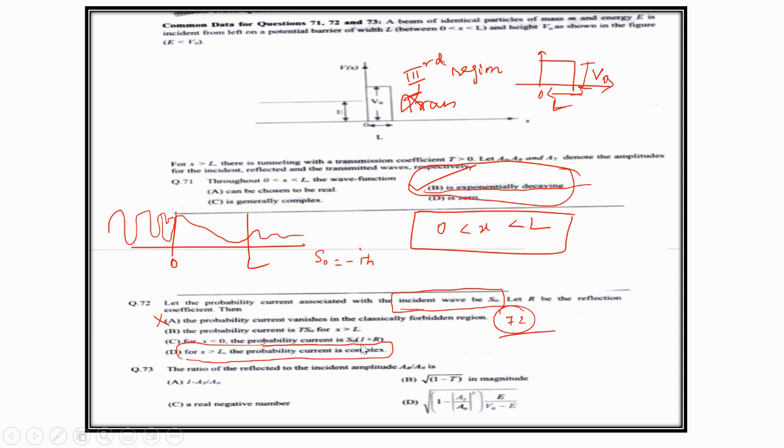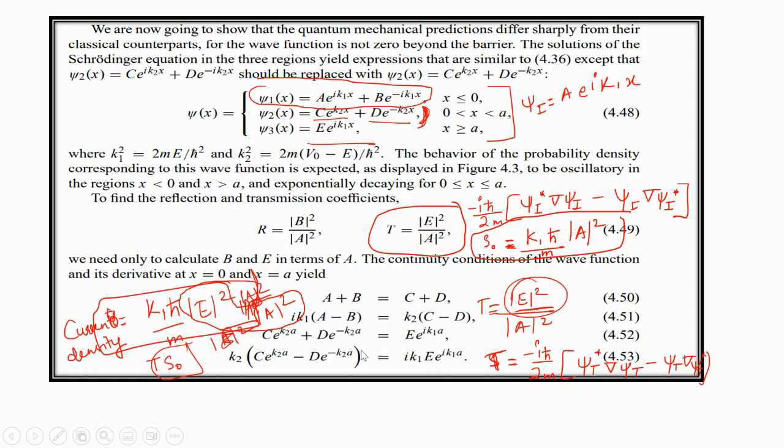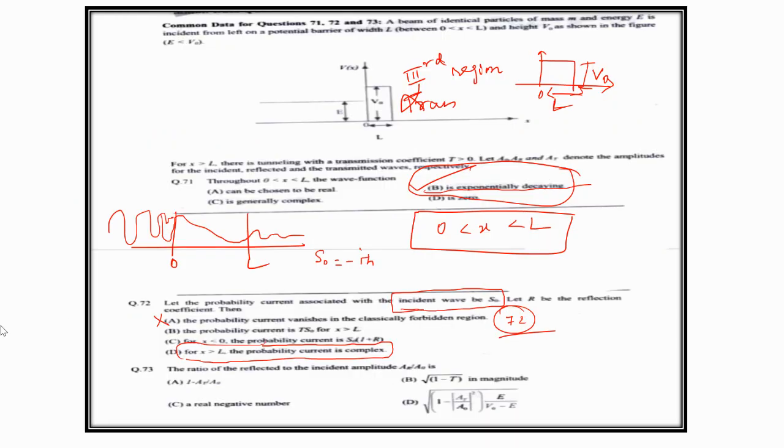I don't know what is written here, is it i or 1? Harish, you can clarify whether it is i or 1. And for x greater than L, the probability current is complex. So it is not complex. You can see here it is not complex. It is a real number. So I think B is the correct answer. You can clarify whether it is i or 1 for C, but when I solved it, I found that B is the correct answer.